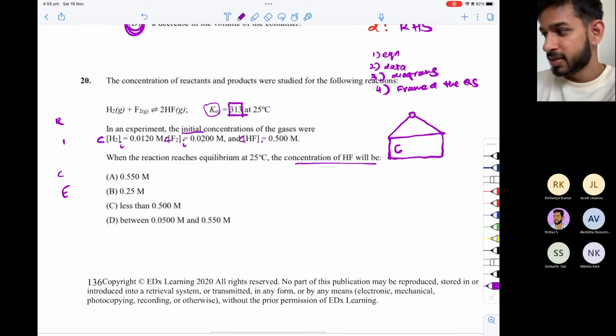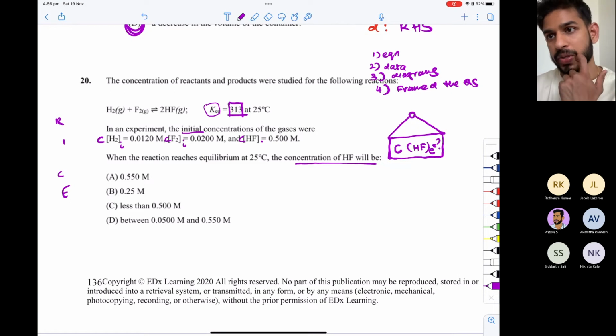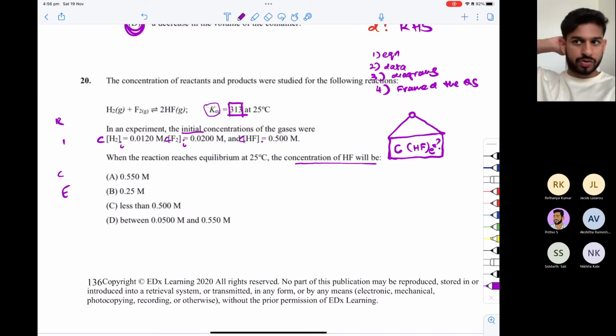So C of HF at E equals question mark. That is what this question is asking you, right? And the second you write this, you will start to realize how to solve this question. Okay? Now, to solve the question, you start working backwards, right? You think, well, for me to find C of HF at equilibrium, what would you need? Can anyone tell me, how would you get to concentration of HF at equilibrium? How can you find that?